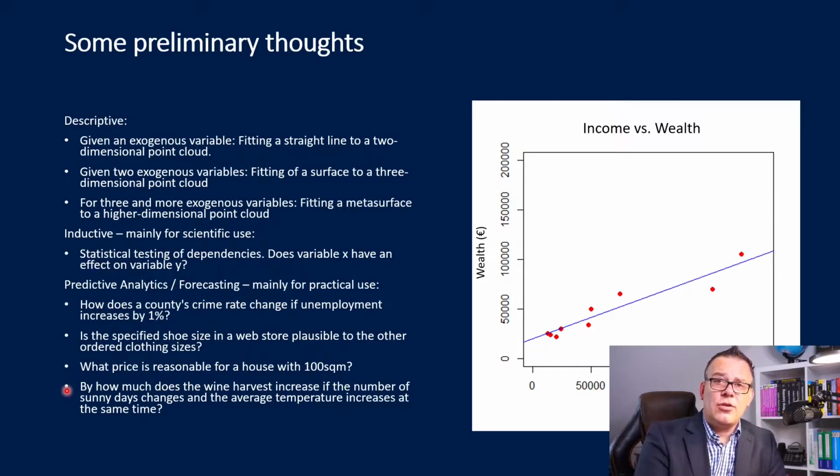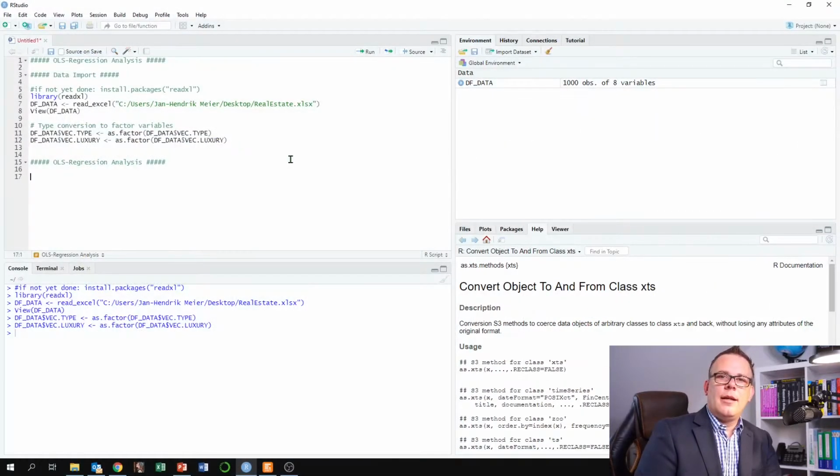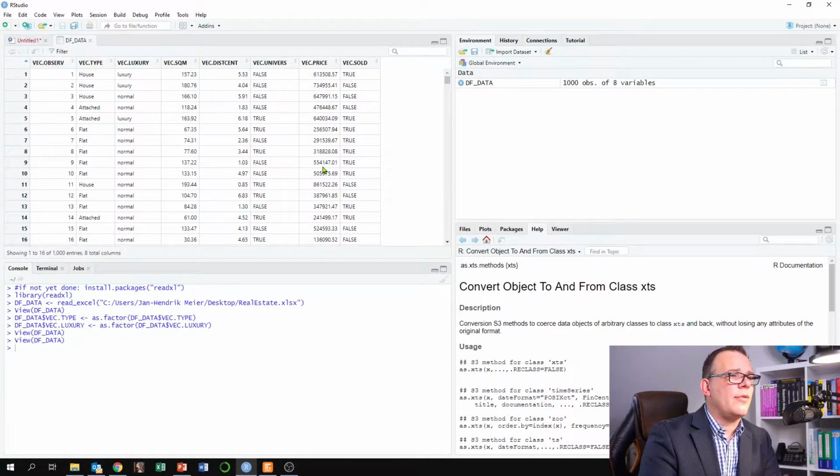Now, I switch to RStudio and we do a little example and I show you how that works out. Okay, I've just arrived in RStudio and I prepared a little to make this video shorter. I have already done the data import. What data have I imported? I just show you. It's my most favorite data set. It's housing prices data set, real estate data set.